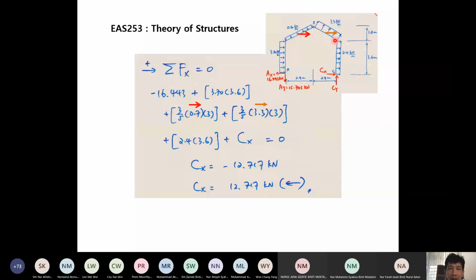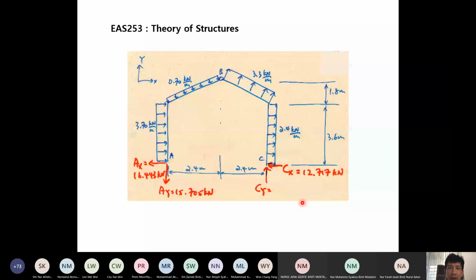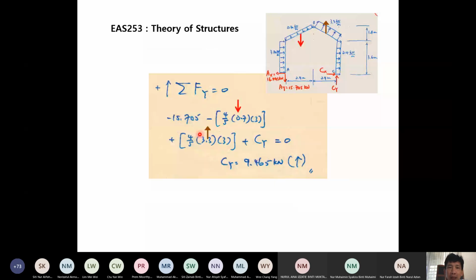So we solve this, and you get CX negative, so the direction assumed, which is not the correct one, should be to the left. So this is how we consider the UDL acting on the inclined member, perpendicular for this and for this, in the force equilibrium equations. So finally, only CY is left. As I mentioned, we take the summation of forces in the Y direction.